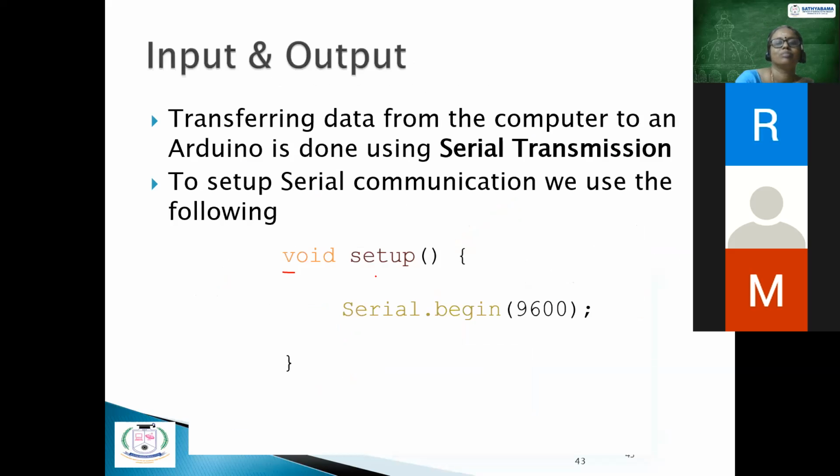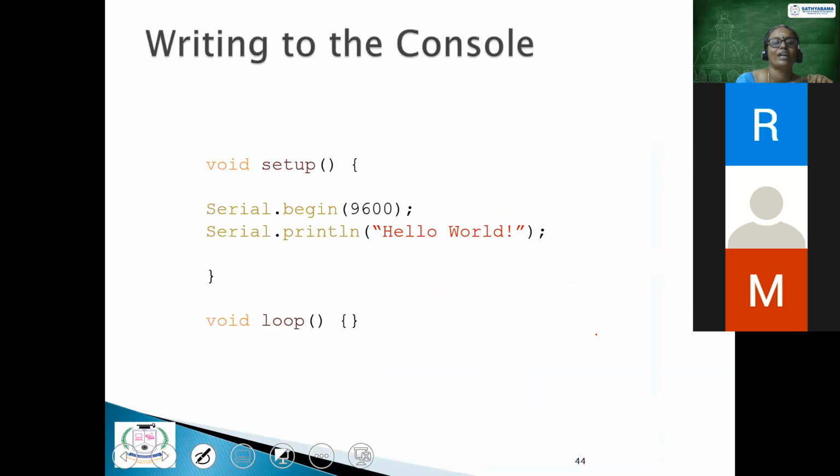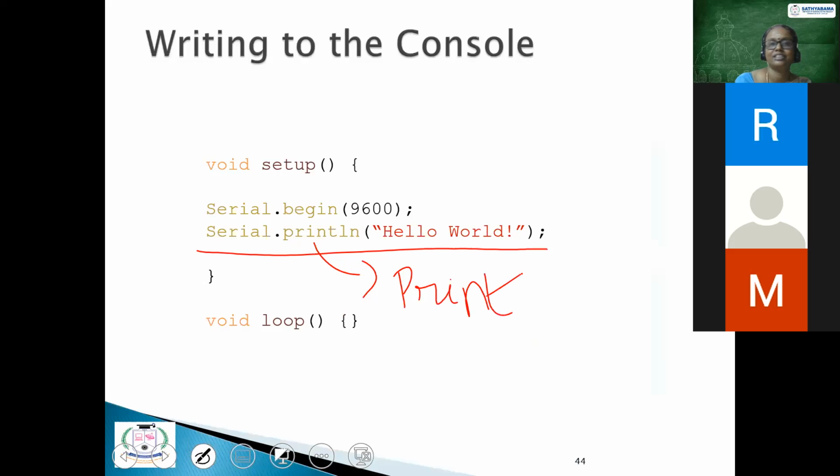Void setup. How am I doing my serial transfer? Serial dot begin 9600, that is our baud rate. And in that particular code, if I want to print hello world, I can use serial dot println also, or else I can use simply print. Both will be the same. So I think you just take down this code.